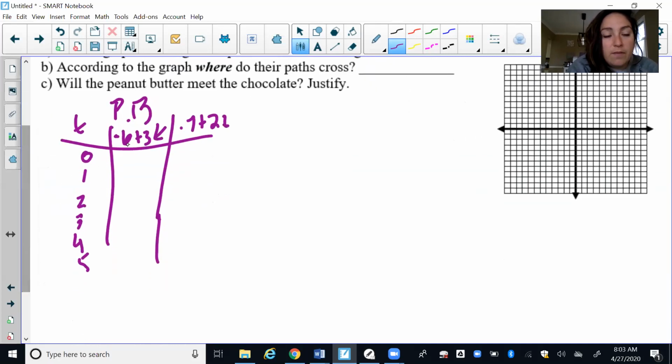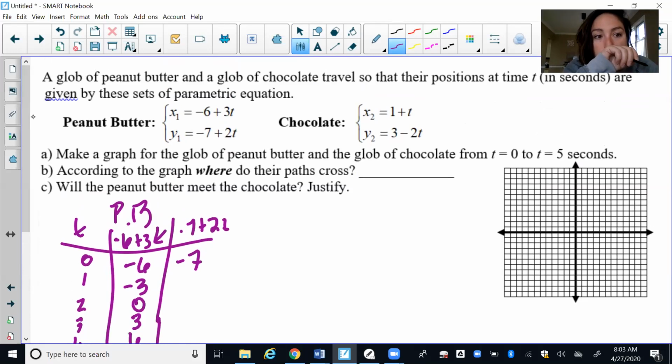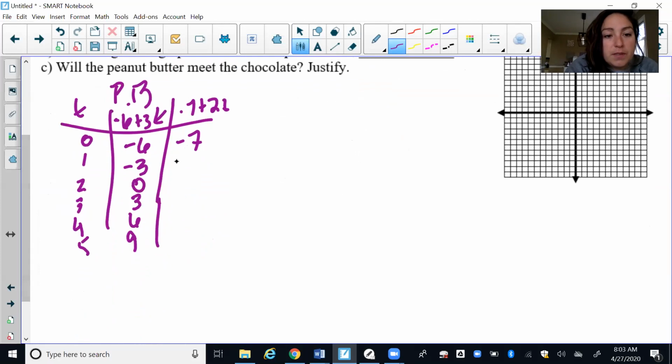So we have x values of -6, -3, 0, 3, 6, 9, and then -7 plus 2t, so we have -7. Sorry, just double checking. Okay, cool. Plus 2t, so -5, -3, -1, 1, 3.